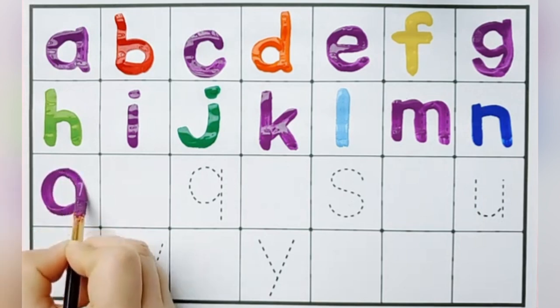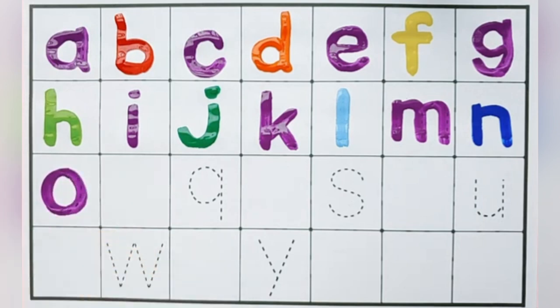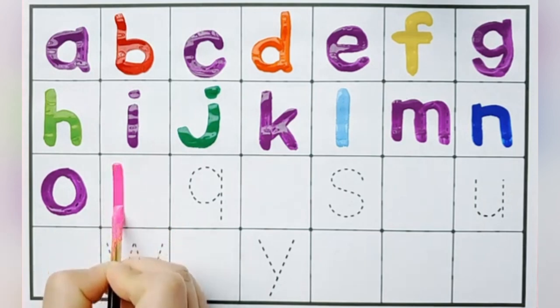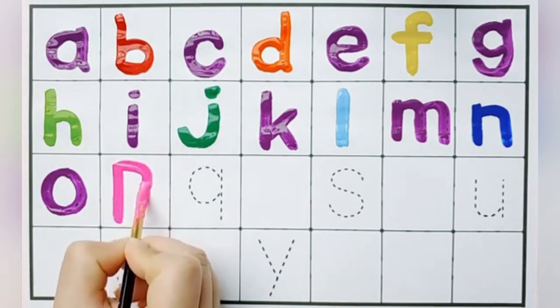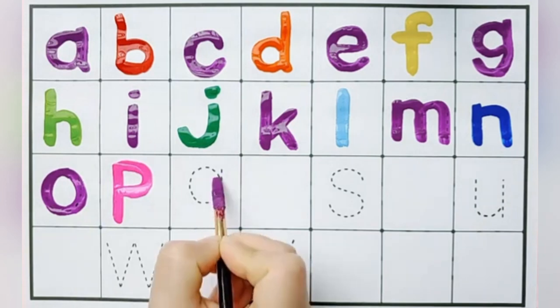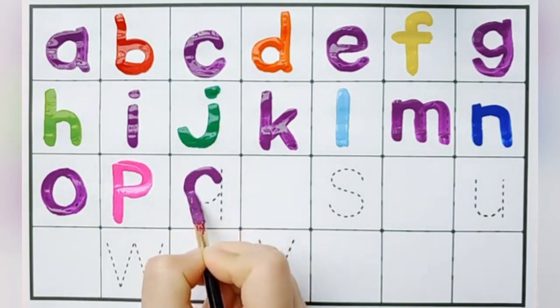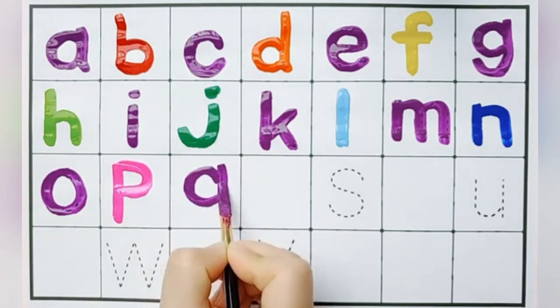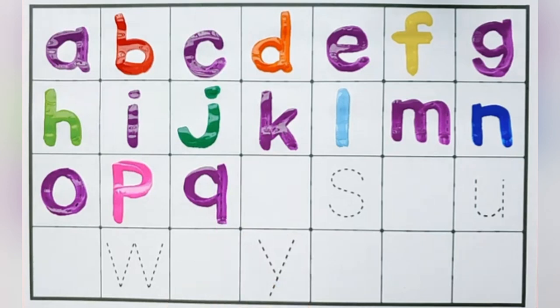O for ostrich. O for ostrich. P for parrot. P for parrot. Q for quail. Q for quail. R for rose. R for rose.